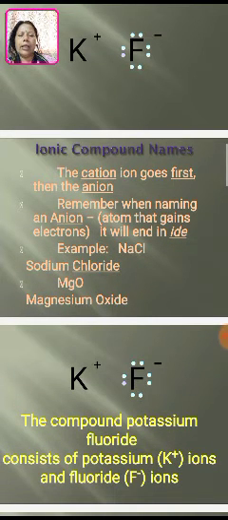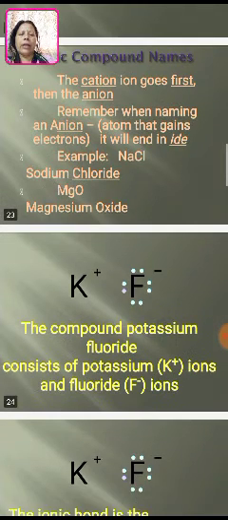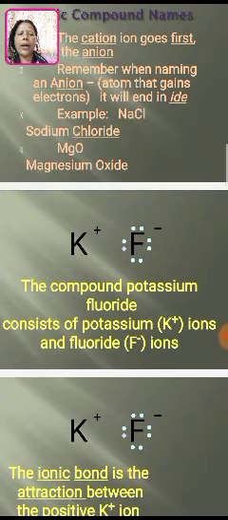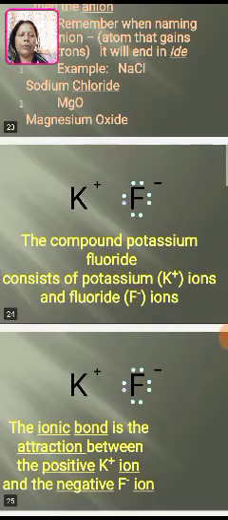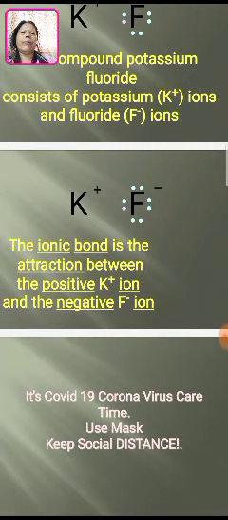So NaCl becomes sodium chloride, MgO is magnesium oxide. It means sodium and magnesium are cations and chlorine and oxygen are negative, so the names end with IDE. The compound potassium fluoride consists of potassium K plus ions and fluorine F minus ions. The ionic bond is the attraction between the positive potassium ion and the negative fluoride ion. Thus, it forms the ionic bond.